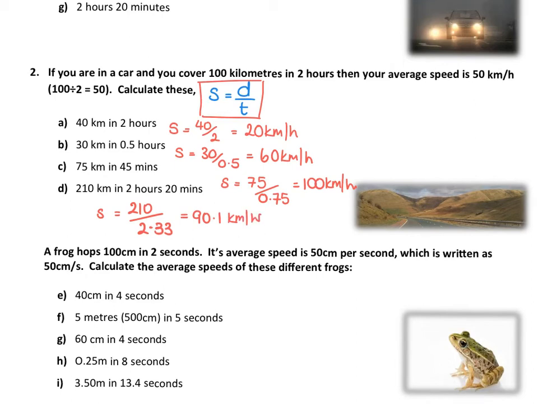Right, so now try these ones about a frog. Now the key thing about this is we're talking about centimeters per second. Okay, so that's fine, just leave them as centimeters, or possibly in these cases meters. I would just keep the seconds as they are. But you might want to change the centimeters to meters and get everything in meters per second, or you might want to change the meters into centimeters and get everything in centimeters per second. So try those now.